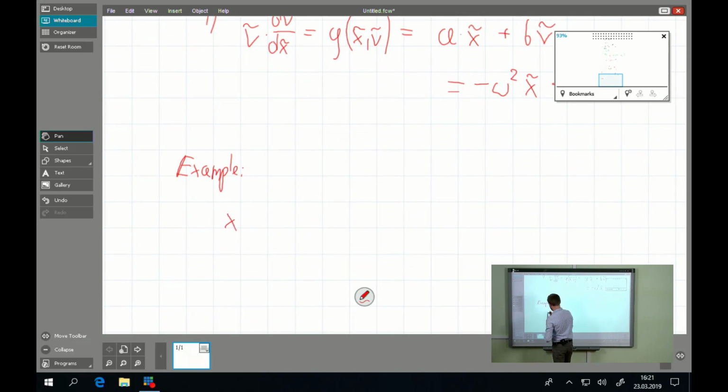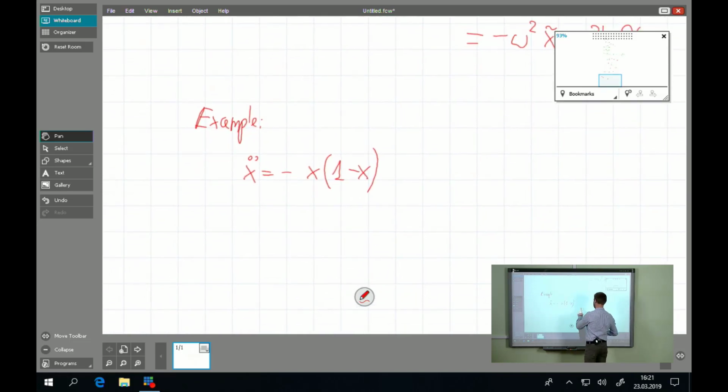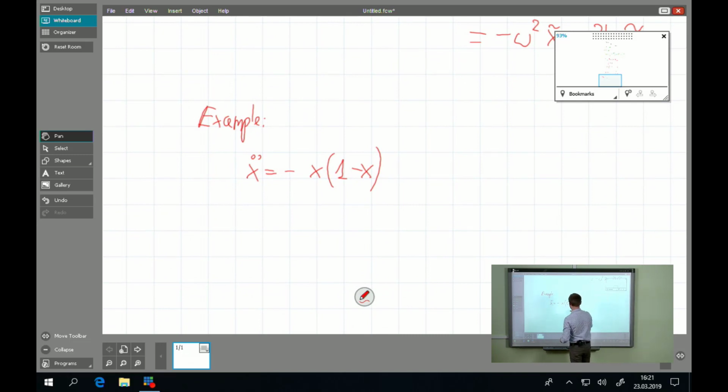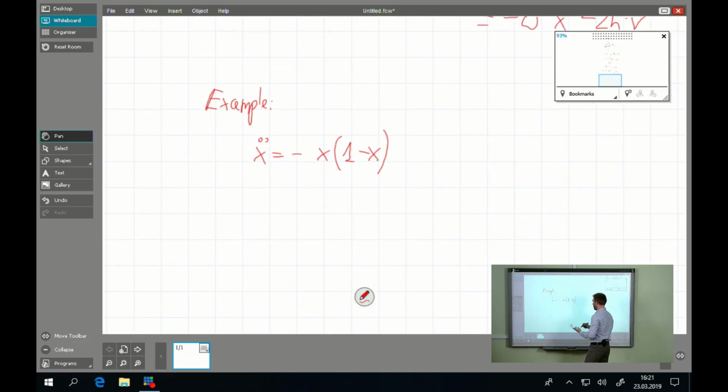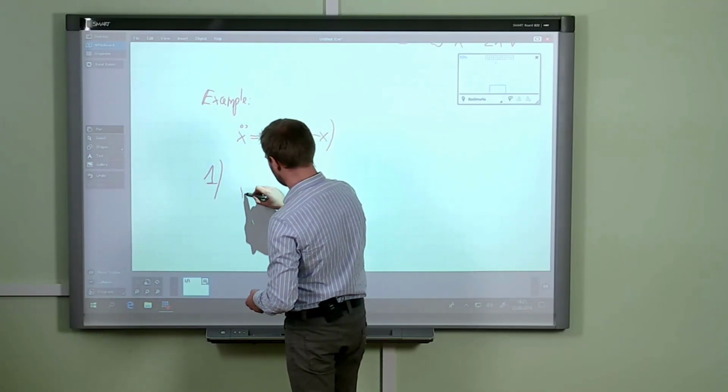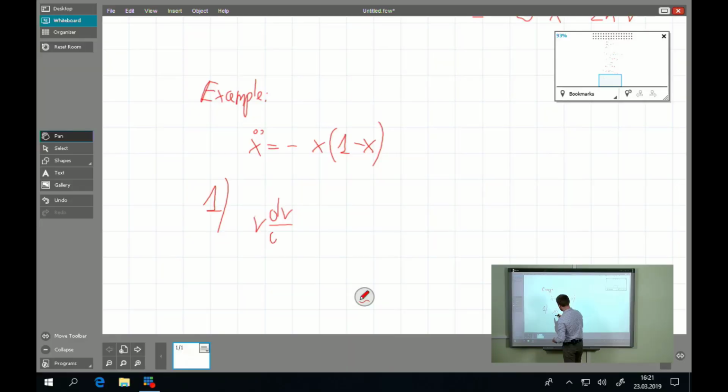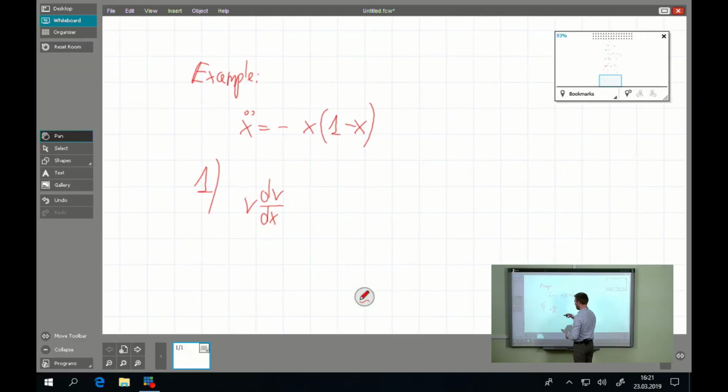Okay, and we will consider such a case. It will be x double dot equals minus x times (1 minus x). Let's consider such a simple problem. Okay, and let's do our steps from our algorithm. You will remember the first step is to change the variable. I mean, we have v dv over dx, and we have to put in our right hand side.